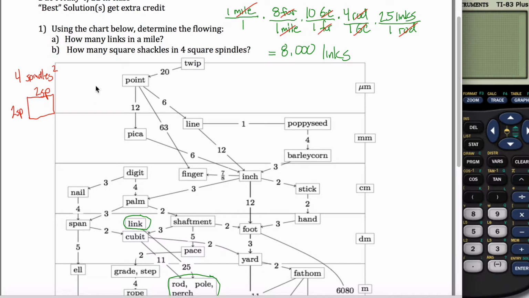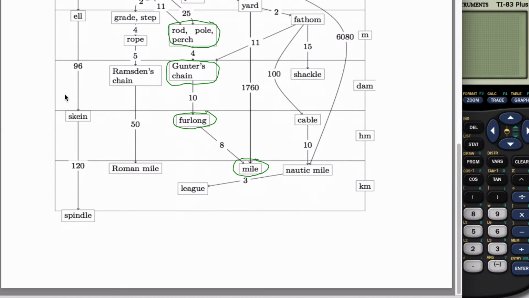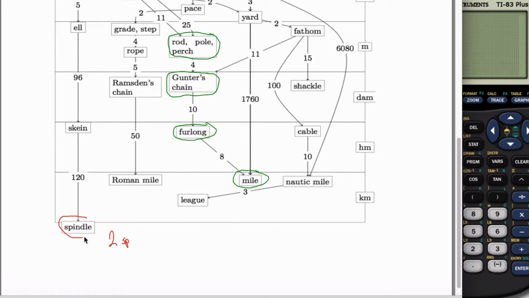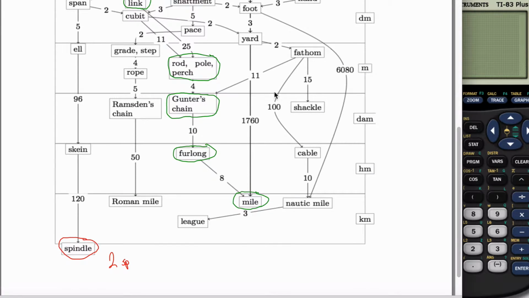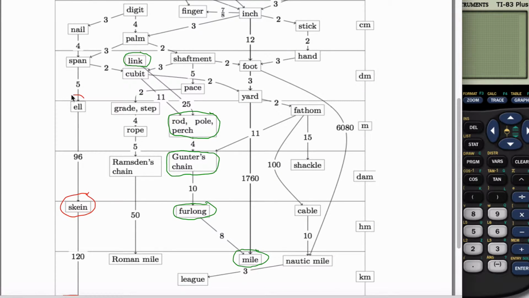And so what I'm going to try to do is figure out how many shekels each side of this square would be, and then I can figure out how many square shekels I have. So really it's 2 spindles that I'm going to be doing my conversions on. So I'll take 2 spindles here, and here's spindles. And I'm trying to turn these into shekels way over here. That'll be annoying.